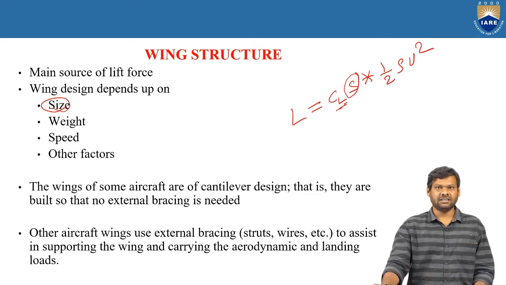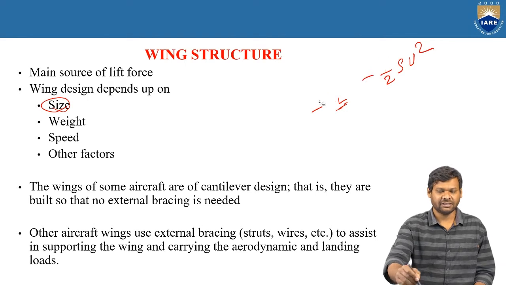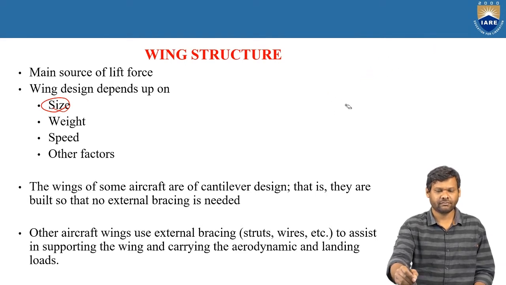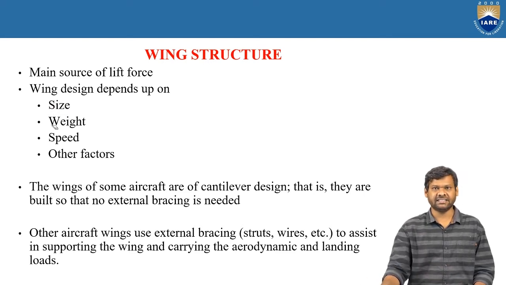Apart from this, the weight of a structure is one of the most important things. If it is more weight, the airplane cannot fly. So there should be an optimized weight in order to generate a lift. And the other factors like stability and other things also influence the wing design.